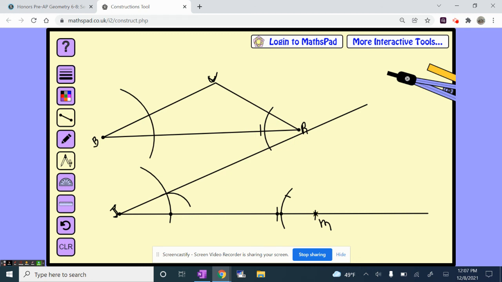And what's going to happen is, as I go through that, just like that, I have recreated it. So those two triangles are the same. Okay. Congruent by angle, side, angle.